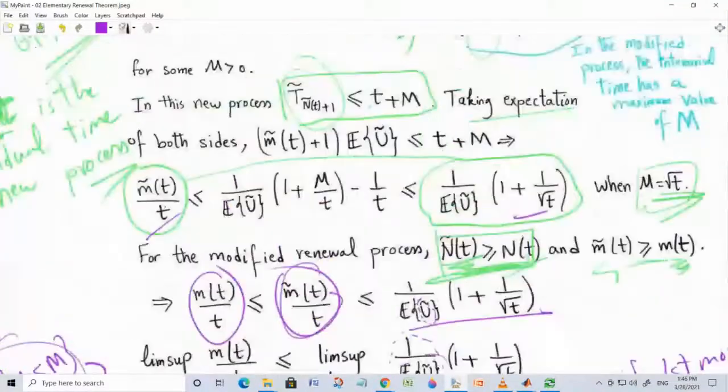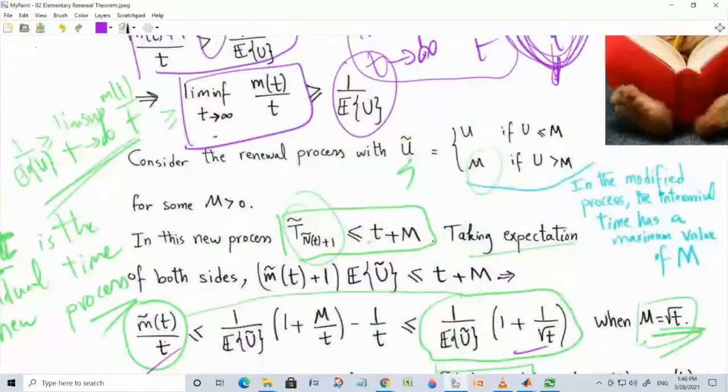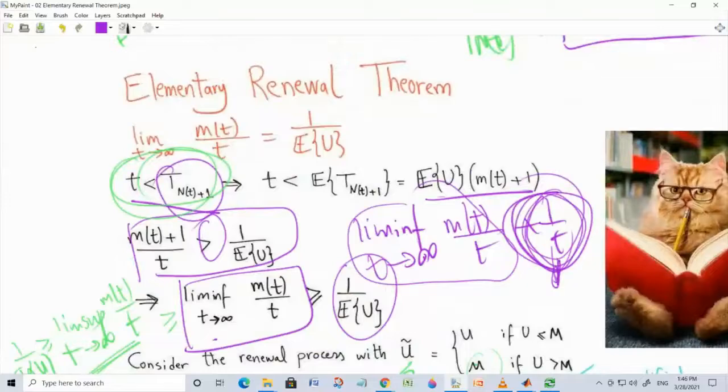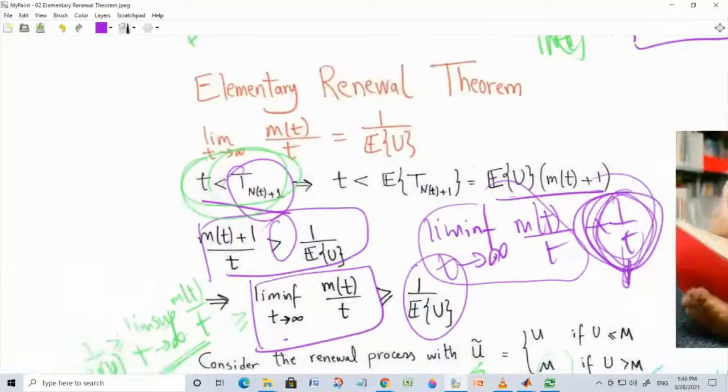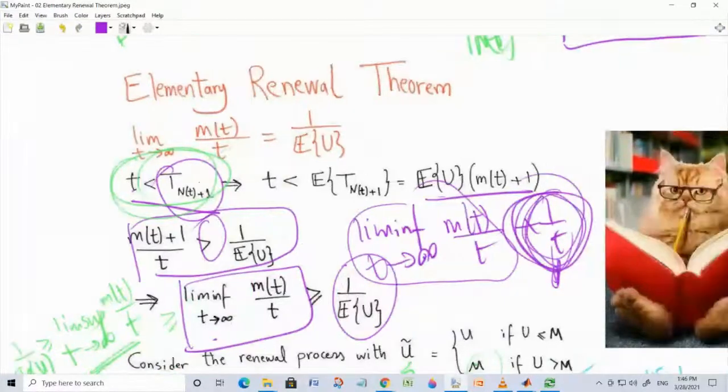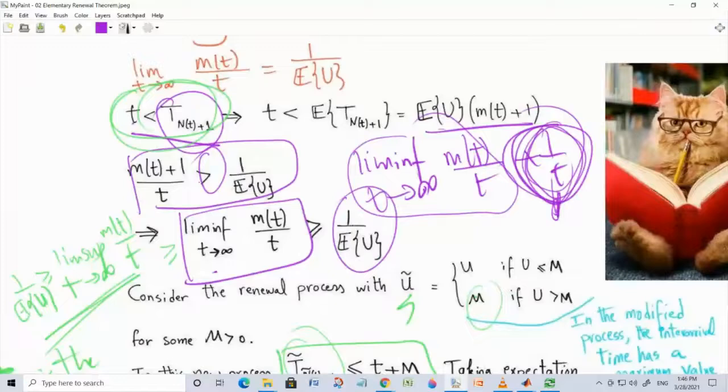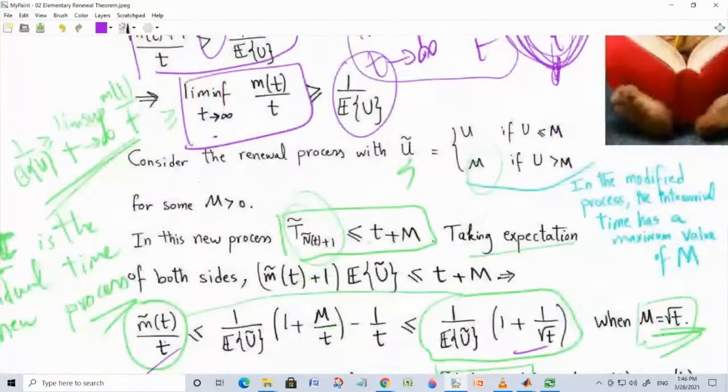The nice trick here is to have this intermediate process. The idea of the proof is that here t is less than something related to the U's, and we want the opposite inequality. How can we have the opposite inequality? The inter-arrival time can be arbitrarily large. So the idea is to truncate it and apply this inequality, and then fix things by showing that you can make a statement regarding the original process.